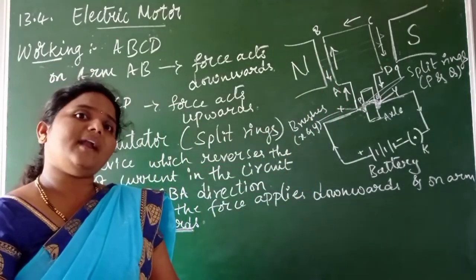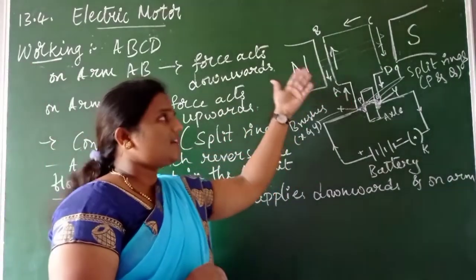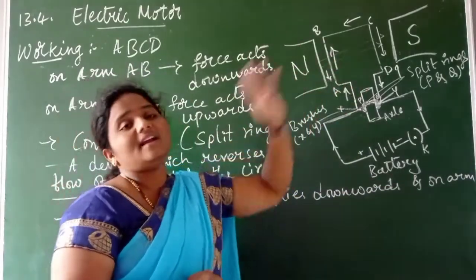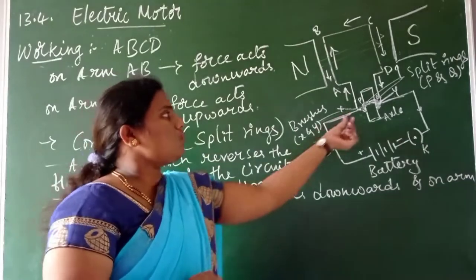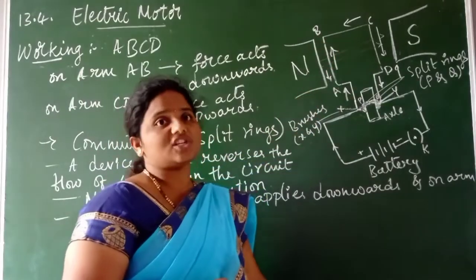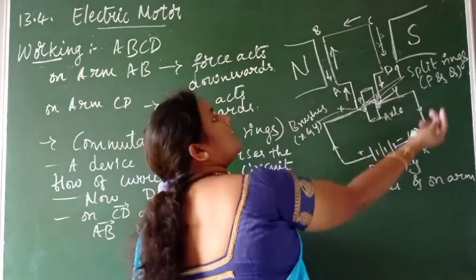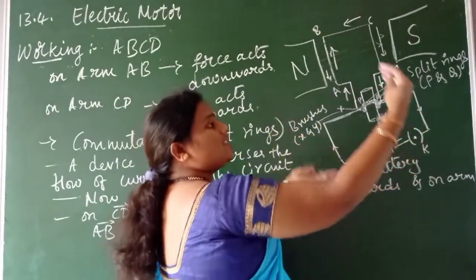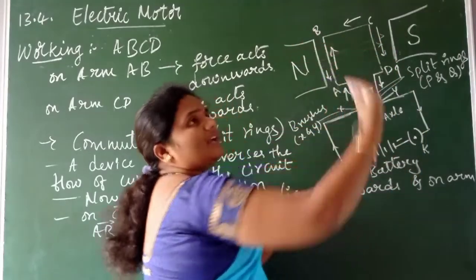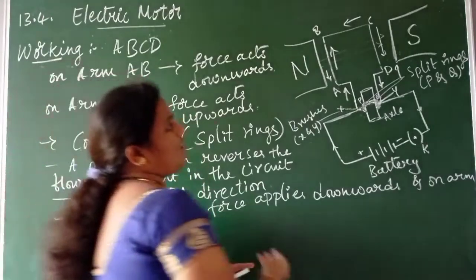Understand, children, what happened? It's very easy, children. The only thing is you have to understand how to apply Fleming's left hand rule on arm AB and on CD, and what is the role of split rings. Initially when the current starts flowing in the ABCD direction, the force on AB is what? Downwards. On CD is what? Upwards. This coil is now pushed downwards on one side, whereas the CD arm is moving upwards, only making a half rotation. This means the coil is rotating anti-clockwise.